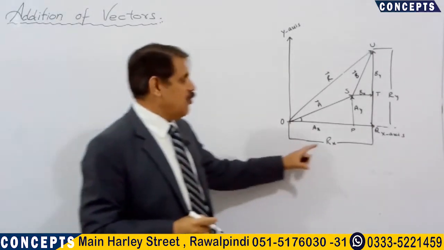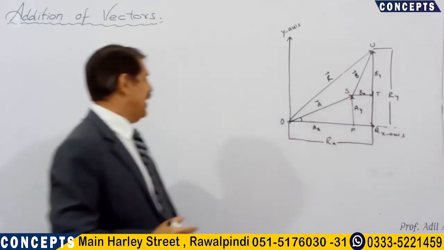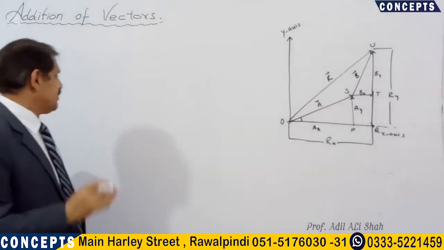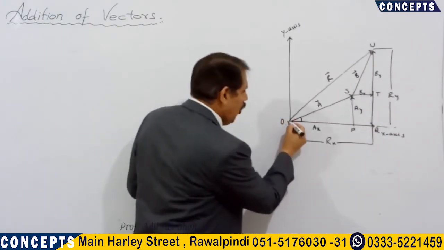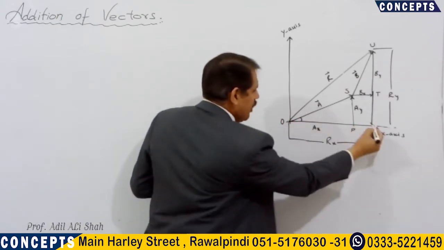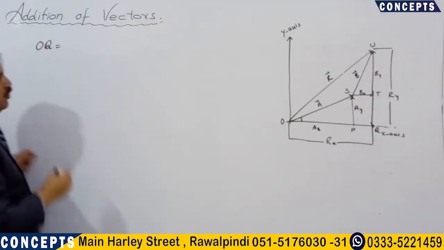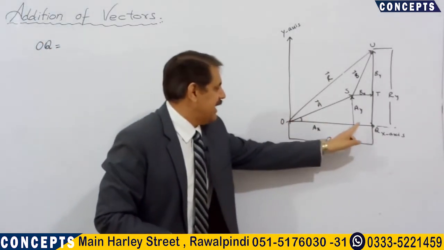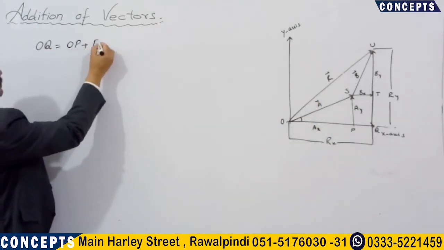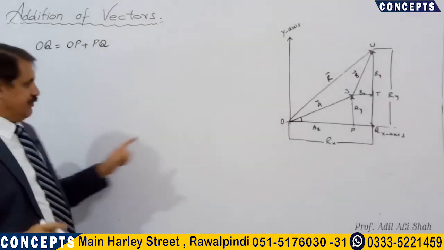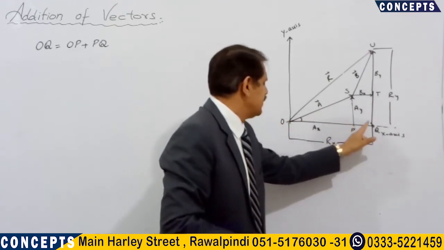Now we will prove Rx is equal to Ax plus Bx by the geometrical method and the vectorial method. First we will take the geometrical method. Now we will prove it geometrically. OQ is equal to OP plus PQ. This line segment OQ is equal to OP plus PQ.